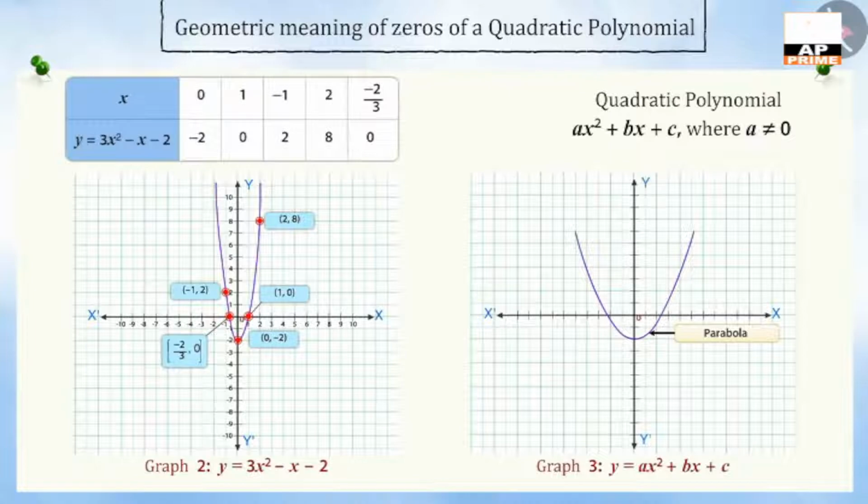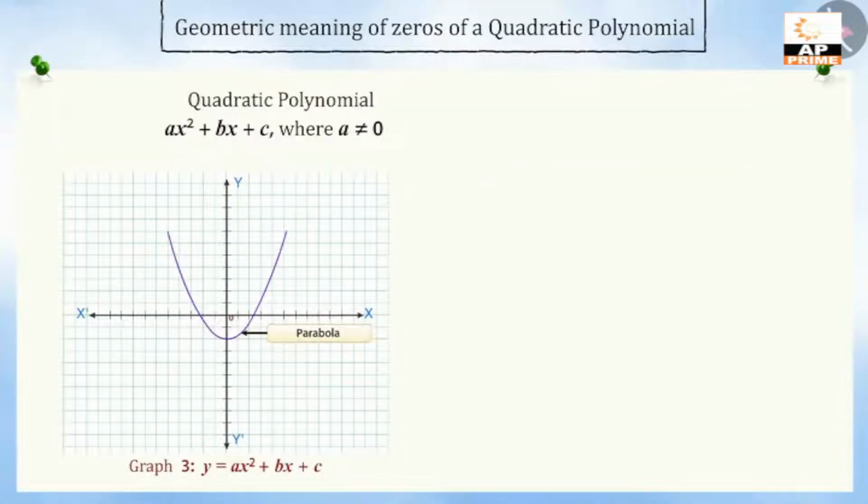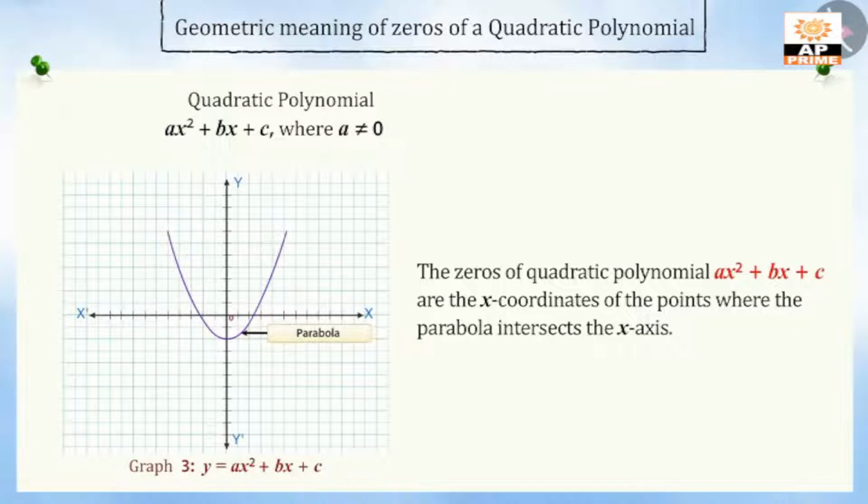With the help of the table, we get to know that 1 and -2/3 are the two zeros of this polynomial, which are the x-coordinates of the points of intersection with the x-axis for the graph of y equal to 3x square minus x minus 2. On this basis, we can say that the zeros of the quadratic polynomial ax square plus bx plus c are the x-coordinates of the points where the parabola intersects the x-axis.